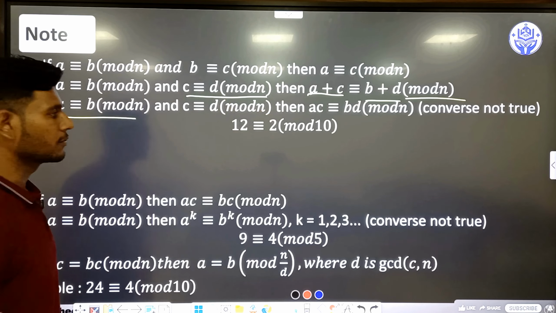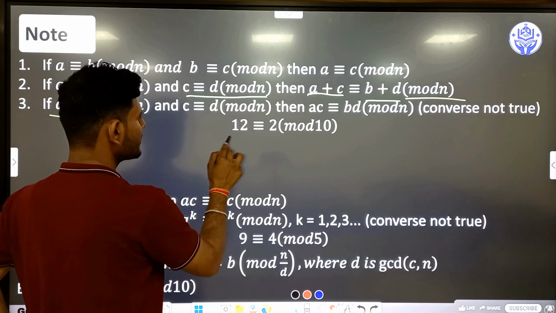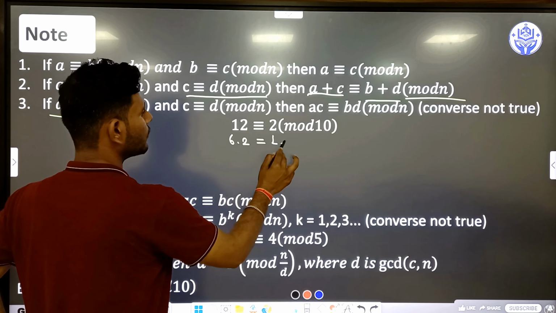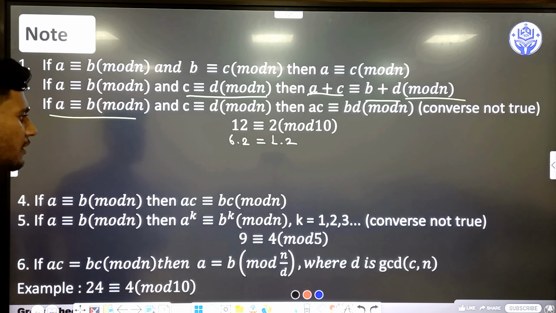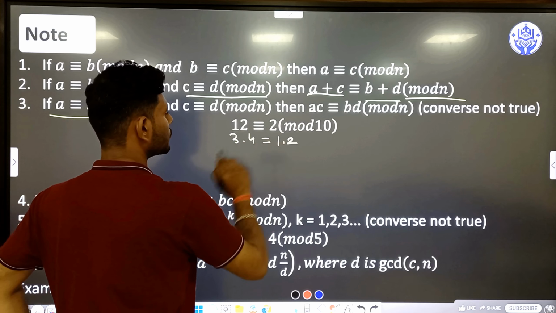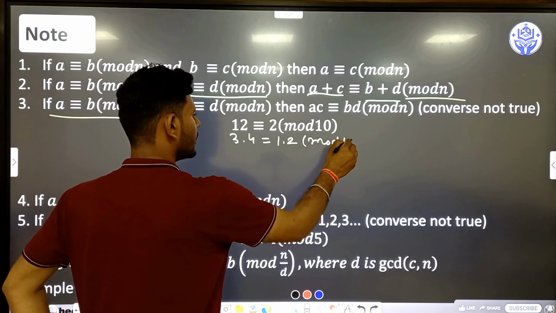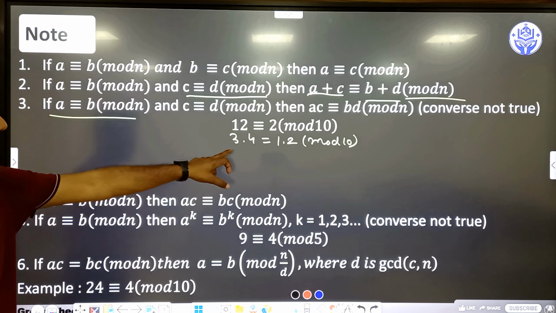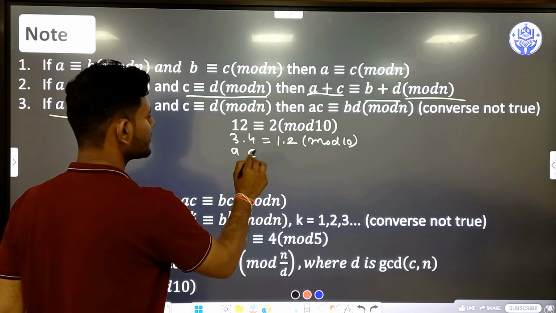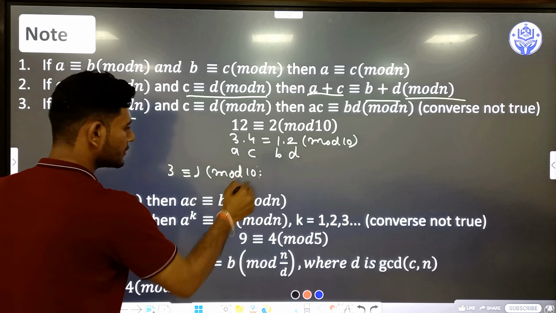So it means the converse is not true. Let's take one example. 6 into 2 is equivalent to 1 into 2, or whatever I can take, 6 into 3 and 2 into 4 and 1 into 2, mod 10. Now this is my A, this is my C, this is B, and this is D. Now, is it really like this, that 3 is equivalent to 1 mod 10?